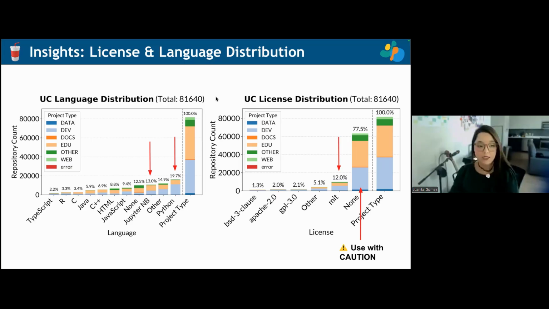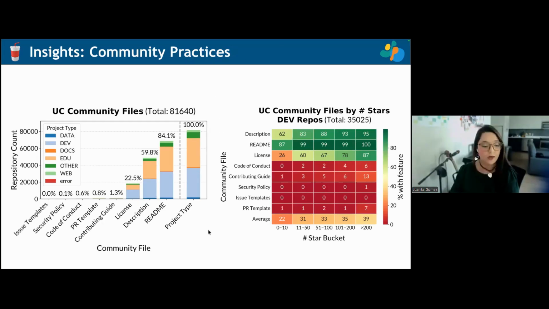If we look a little deeper into the community practices, I was talking about the community files that GitHub encourages, and we see there is a lack of things like contributing guides, PR templates, code of conduct, and security policies. Less than 2% of projects have each of these things. And there are some projects with more than 200 stars that don't even have some of these. So this is definitely an interesting gap that I would say OSPOs could get support with.